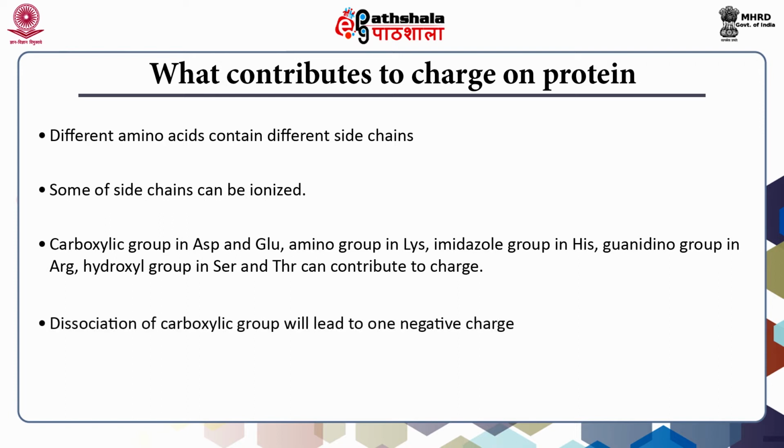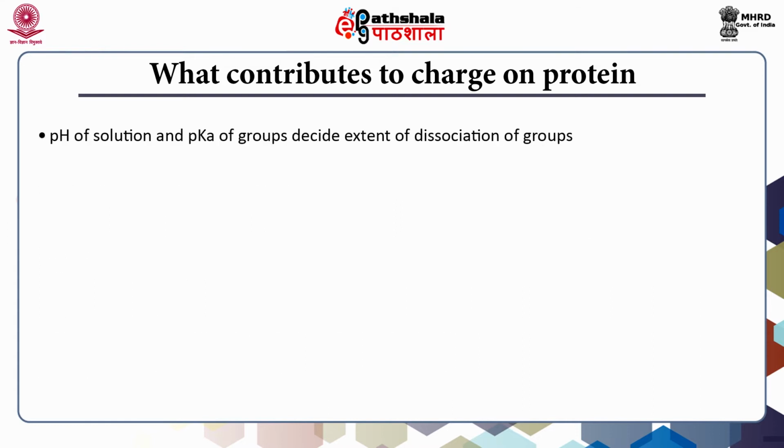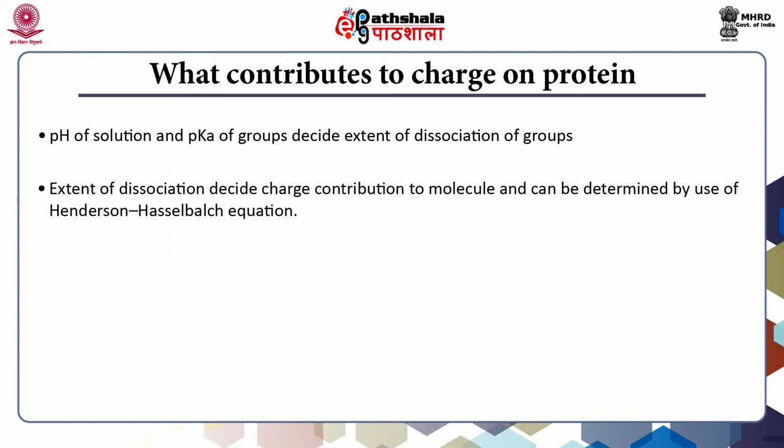Dissociation of a carboxylic group will lead to one negative charge, while dissociation of an amino group will abolish one positive charge. pH and pK decide the extent of dissociation of groups, and the extent of dissociation will decide charge contribution to the molecule. The extent of dissociation can be determined by use of the Henderson-Hasselbalch equation. When pH is equal to pK, there will be 50% dissociation.